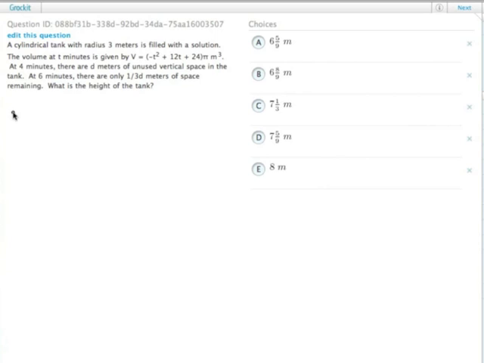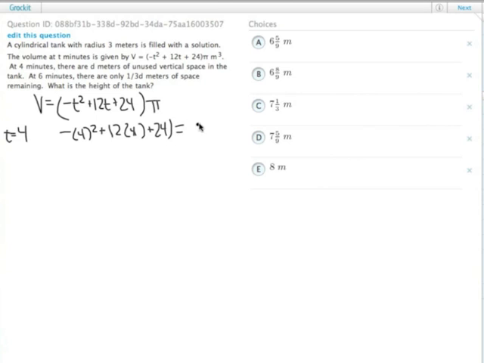Okay, so we have a volume formula separate from the regular volume formula of a cylinder. V equals negative t squared plus 12t plus 24, times pi. I'm going to leave off the meters cubed because nobody cares. We can figure out what the volume is at t equals 4. So that's going to be negative 4 squared plus 12 times 4 plus 24.